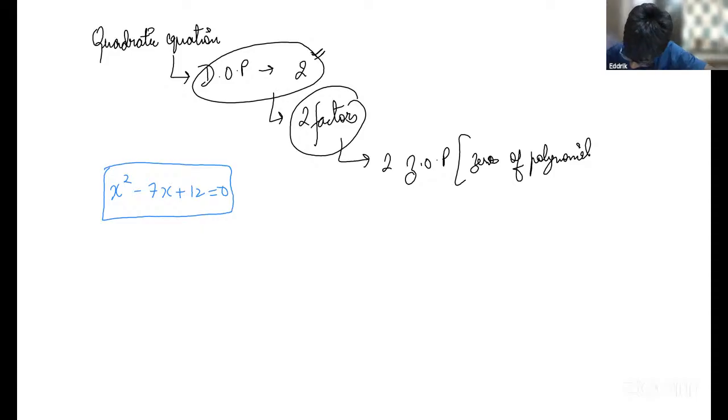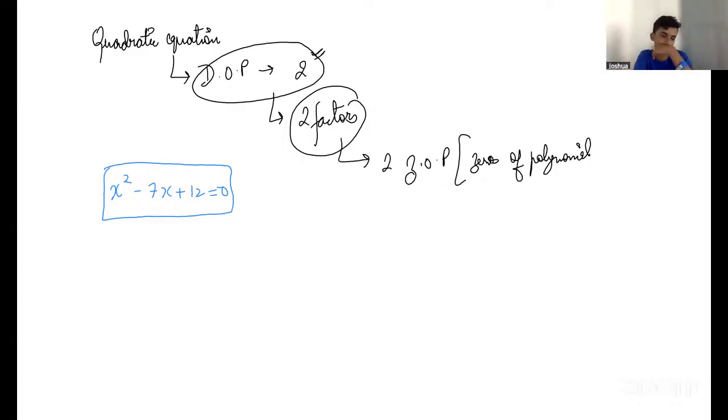Your voice is suddenly going low. We can't hear you. Hello, can you hear me now? Am I audible? And now, I am telling that there will be only two solutions, or two values of x, which satisfy this equation. Other than that, there won't be any solution. There won't be any solution. Did you understand? Yes or no, guys?